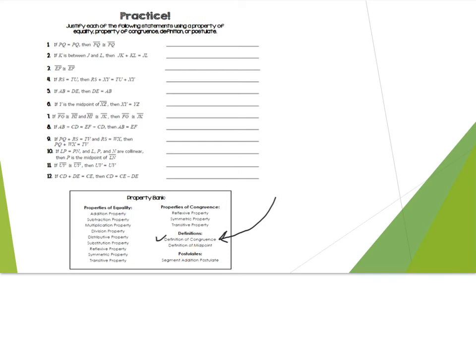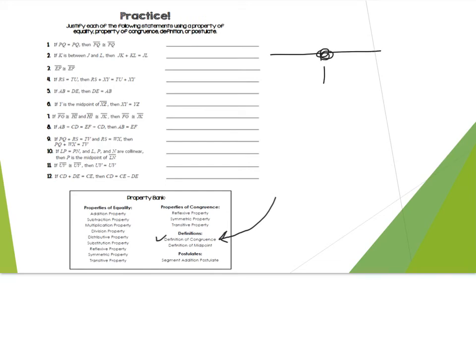Let's take a look at the next one as we read through. It says if K is between J and L, then JK plus KL equals JL. Well, I don't know about you, but I think I need a little picture so I can visualize this.